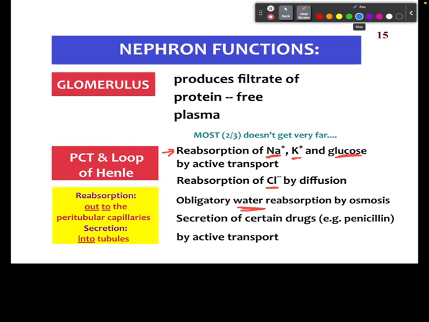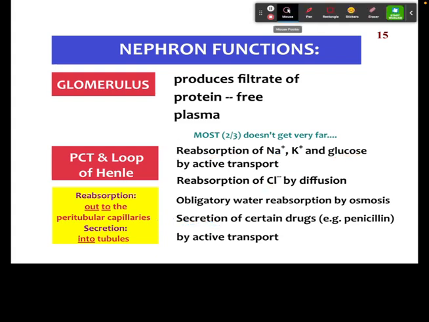What we're going to secrete or remove are things like certain drugs that might be in our system by active transport. In other words, we're going to take these other components that we no longer need and secrete them into the filtrate, which will eventually leave the body. So if we secrete something, we're putting it into the filtrate to leave the body. If we reabsorb something, we are reabsorbing it back into our bloodstream.